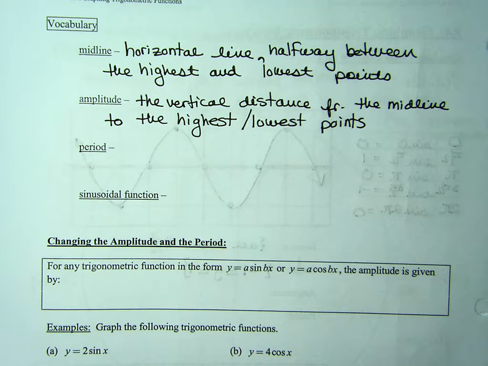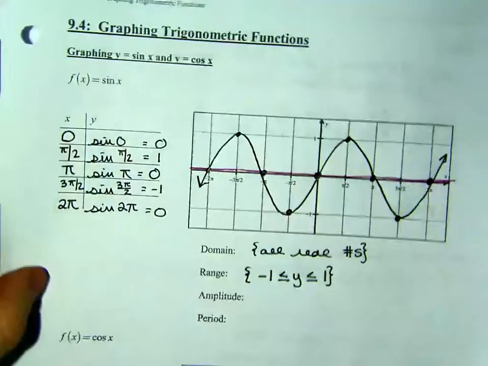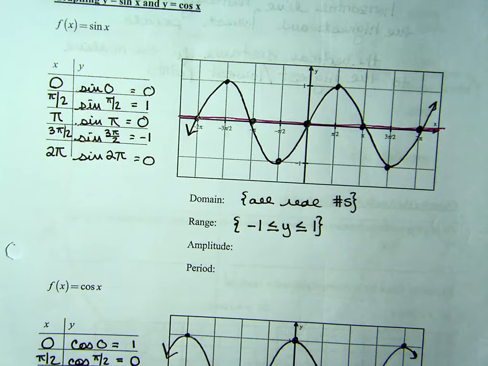Is it always going to be the same for the highest and lowest points? Is there any different distance between the midline and the highest? Okay, so hold on one second. Can I flip back to the previous page? The whole point of the midline is that it has to be halfway between the highest and the lowest, so it has to be that same distance. So it's plus or minus 1. Distance is only going to be positive.